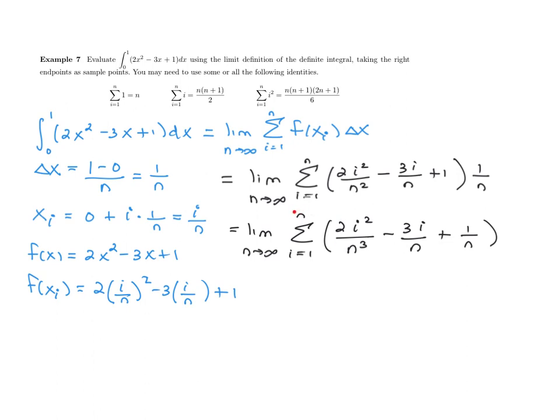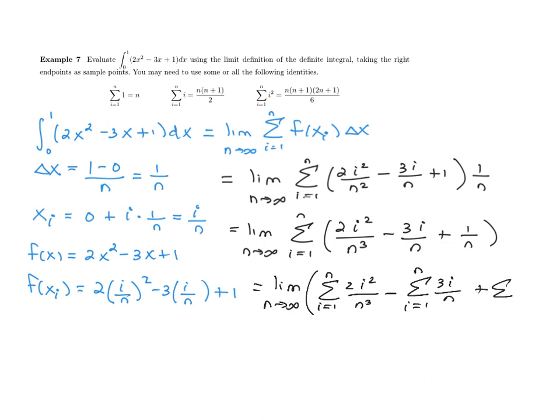The other important property of sums is that if you have a difference or a sum, you can split this up into 3 separate sums. It will look like this. This is the limit as n approaches infinity of the sum of the first thing, which is 2i squared over n cubed, minus the sum of the second thing, which is 3i over n, plus the sum of the last thing, which is 1 over n.